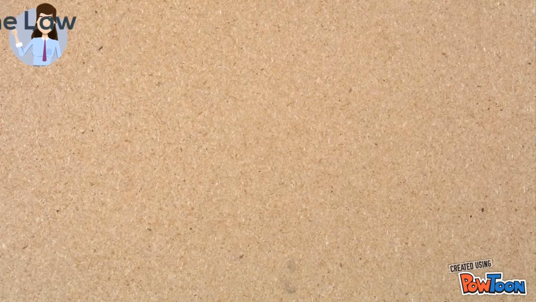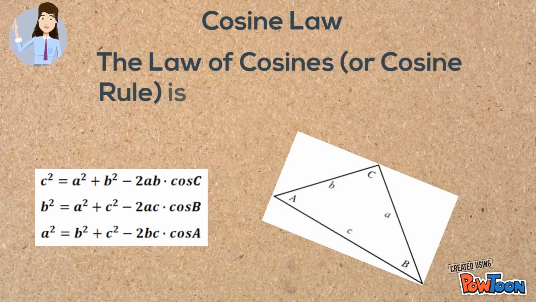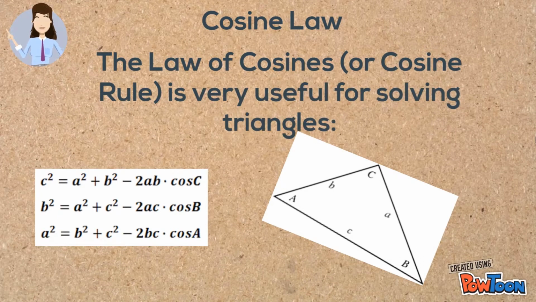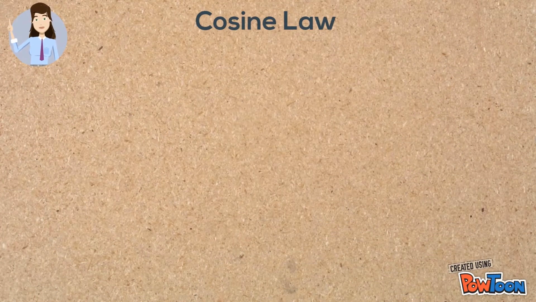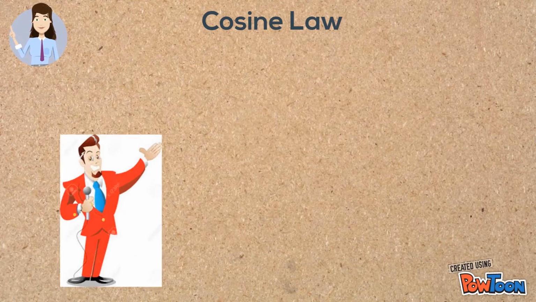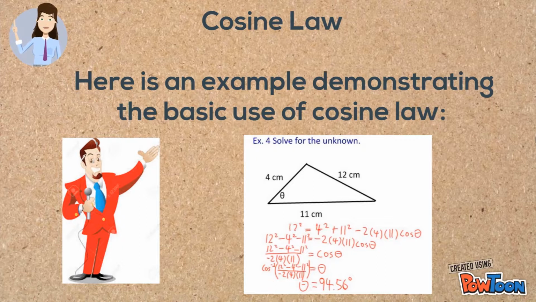The law of cosine gives the value of one side of a triangle in terms of the other two sides and the angle included between them. In this case, we use a squared is equal to b squared plus c squared minus 2 times ac cos theta, where a is equal to 12.